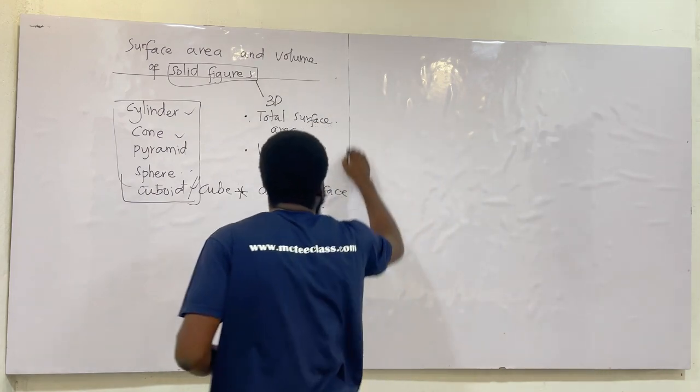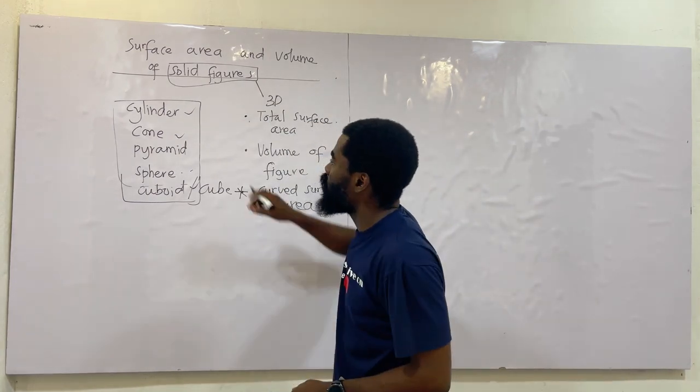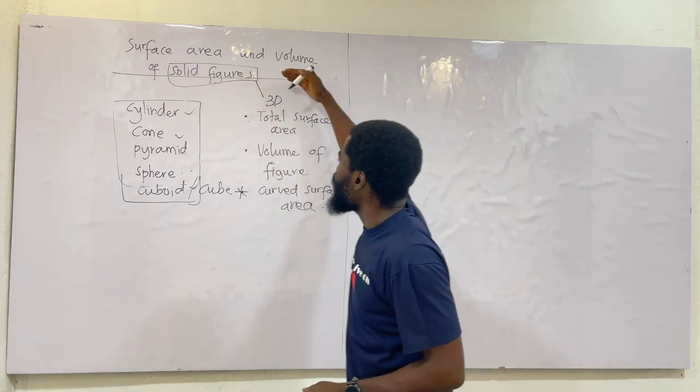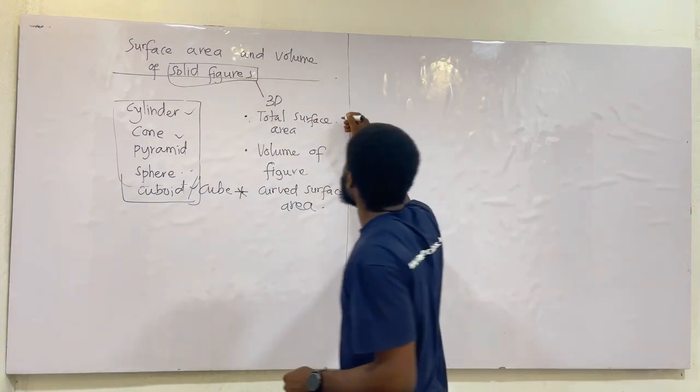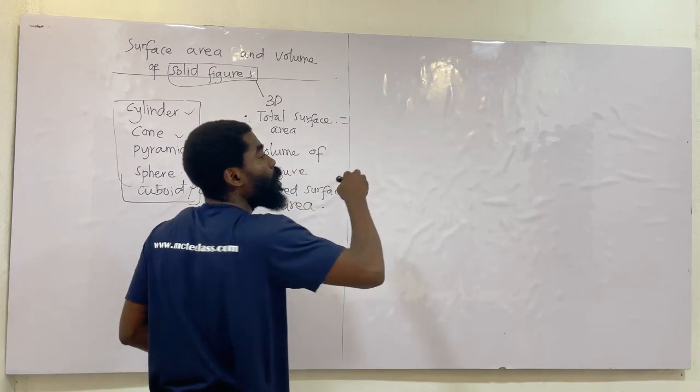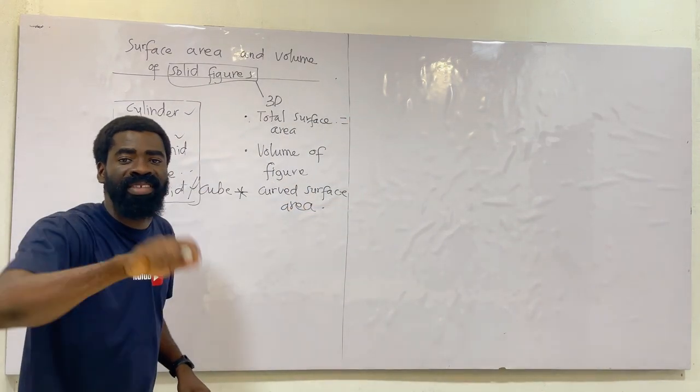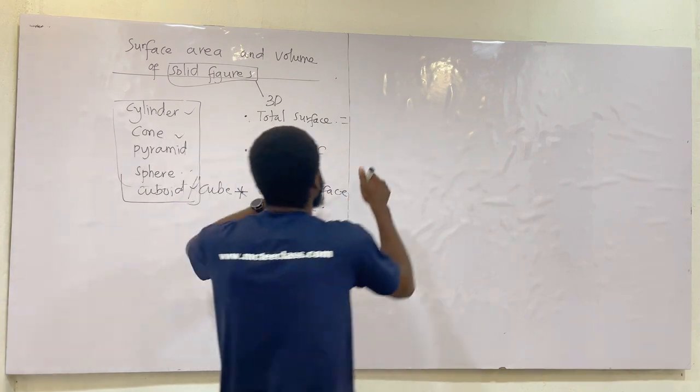Okay. So without wasting much time, once we have said this, we are going to take this cylinder and see how we are going to find these. You get the point I'm making here? The total surface area basically means that we should add all the area of the faces. So the total surface area is the what?